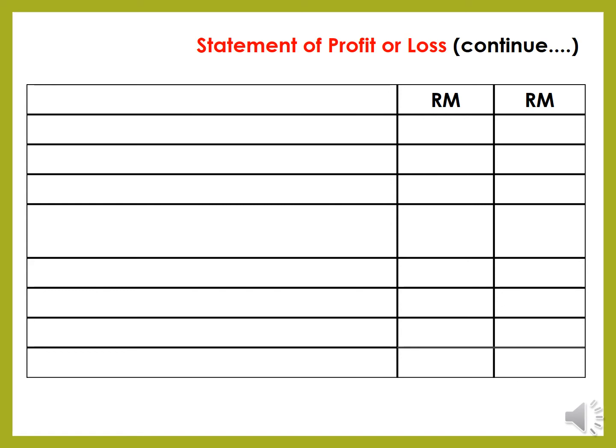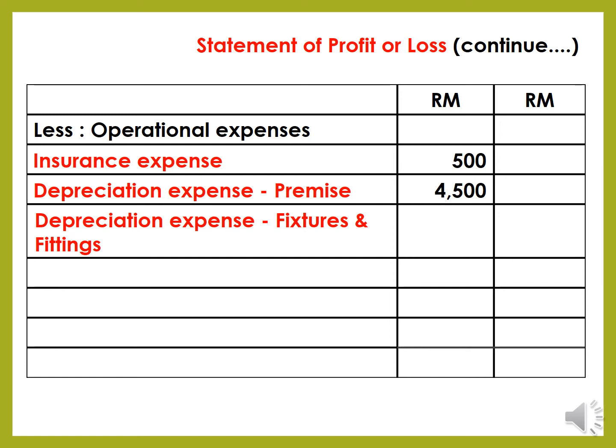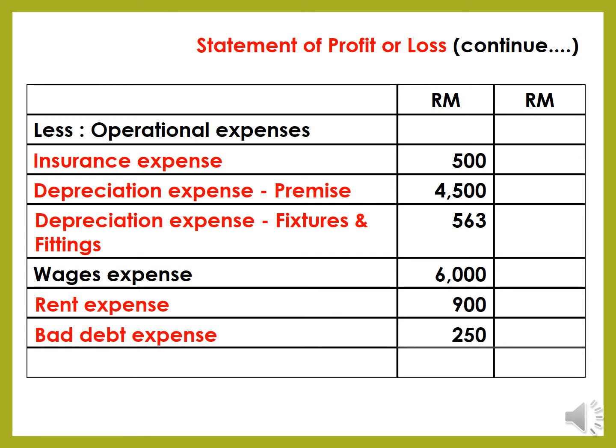After that, list down all the operational expenses. Insurance expenses is 500. Depreciation expenses for premise is 4,500. Depreciation expenses for fixtures and fitting is 563. Wages expenses is 6,000. Rent expenses is 900. And bad debt expenses is 250. So, the total operational expenses is 12,713. To get the net profit, minus sales and operational expenses, then you can get the net profit is 23,747.